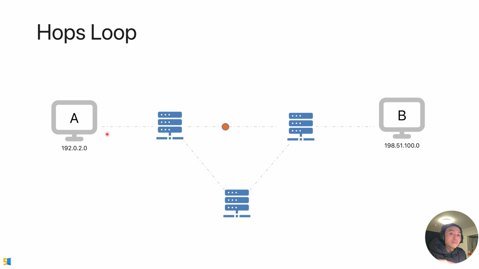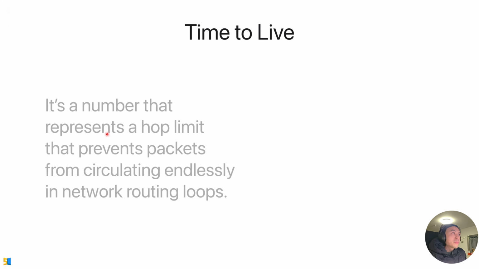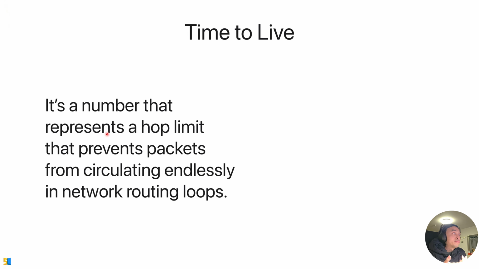There is a case where the data is just circling around between the routers because of misconfigurations. That is called a hop loop. Imagine that there is a lot of data coming into this route, and these routers are misconfigured. So there is a lot of data that will just be looping around in the cloud somewhere. So we need to find a way to drop this kind of package, right? That's why we have time to live.